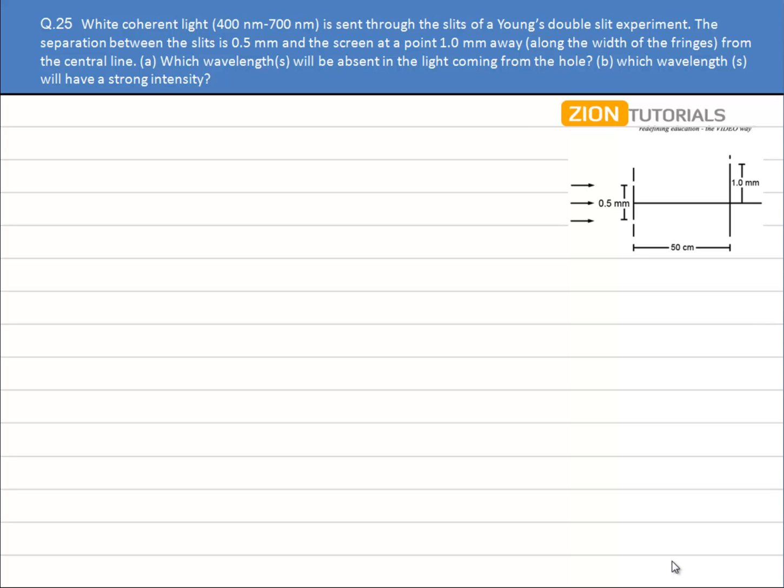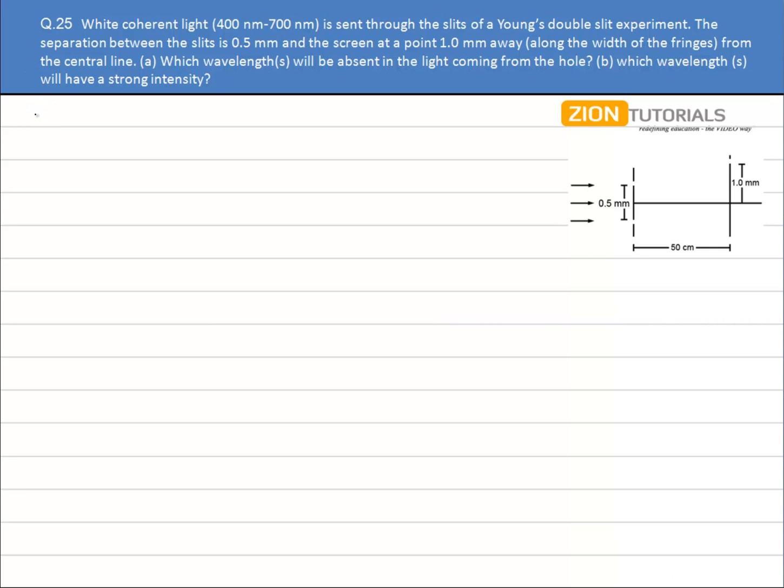White coherent light is sent through the slits of YDSE. The separation between the slits is 0.5 mm and the screen is at a point 50 centimeter from the two slits. There is a hole at the screen at a point 1 mm away from the central line. Which wavelength will be absent in the light coming from the hole and which wavelength will have the strongest intensity?